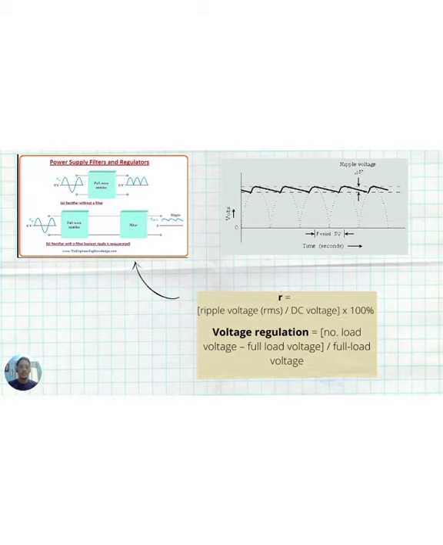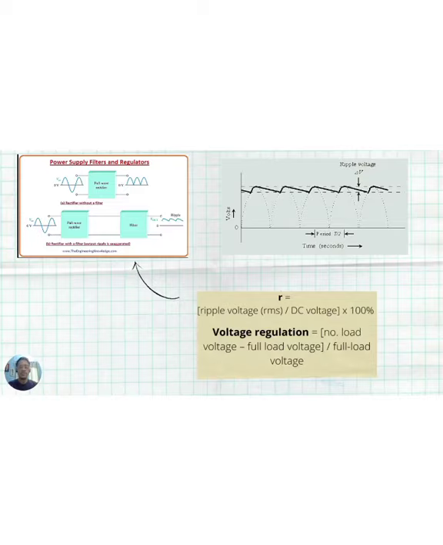The small or minor fluctuations in the output of filters are known as ripples. Basically, if the output voltage of a filter circuit is measured using a DC voltmeter and an AC RMS voltmeter, the DC voltmeter will indicate only the DC level of the output voltage, or the average. The AC RMS meter only indicates the RMS value of the AC component of the output voltage. Ripple can be calculated by the formula r equals ripple voltage RMS divided by DC voltage, times 100%.